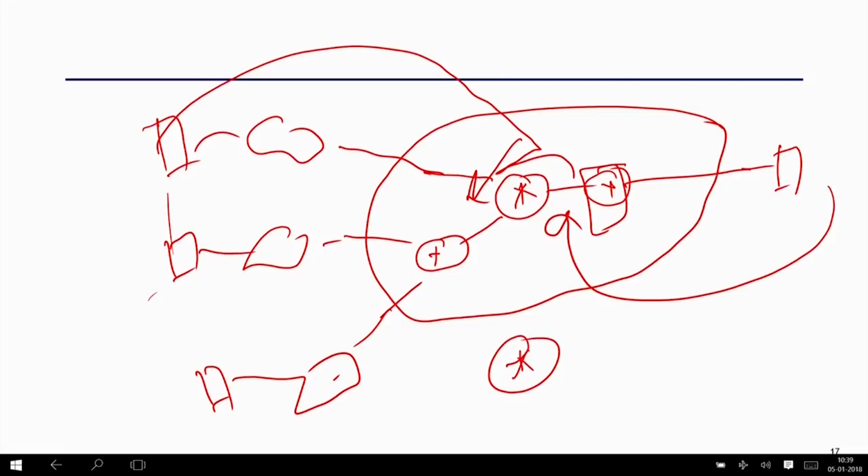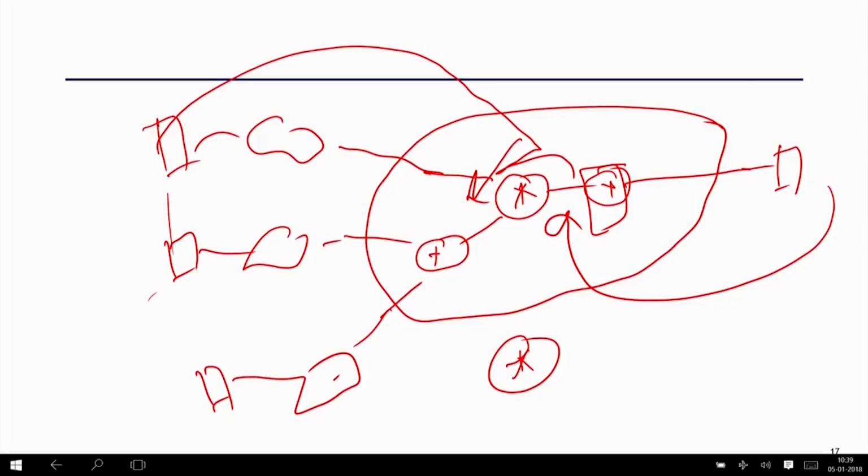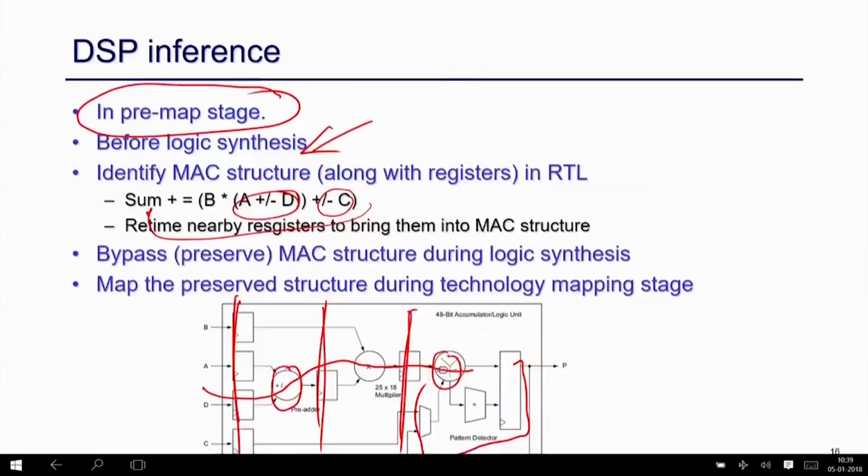So, this is the overall idea: we start from a multiplier and try to expand that structure to what is supported by a DSP, which basically has a pre-adder, post-adder or an accumulator. Once you figure out the structure, you look at the nearby locations, see what registers are available, and whether we can move the registers inside this structure. If you do, then the whole structure will execute faster in the DSP block. This is the overall approach in DSP inference. When you find this big structure, you preserve it, you do the normal logic synthesis, and then you map this preserved structure into the DSP block during the technology mapping stage. So, this is the overall DSP inference flow in any normal FPGA synthesis EDA tool.